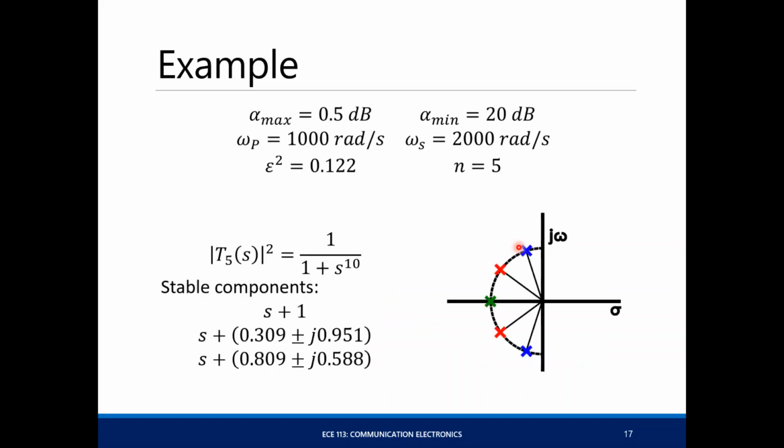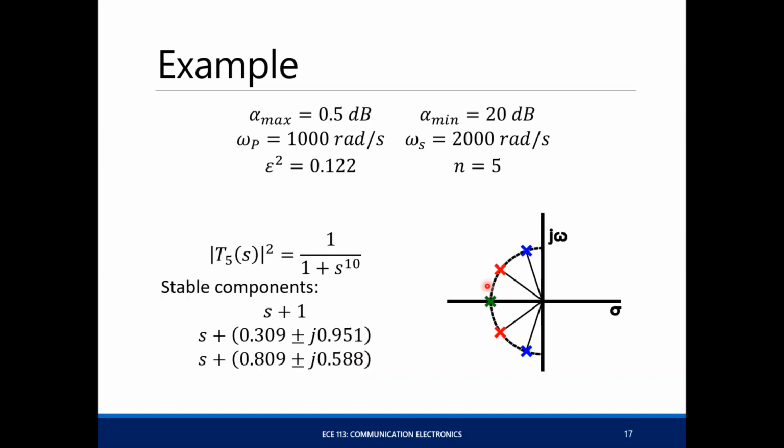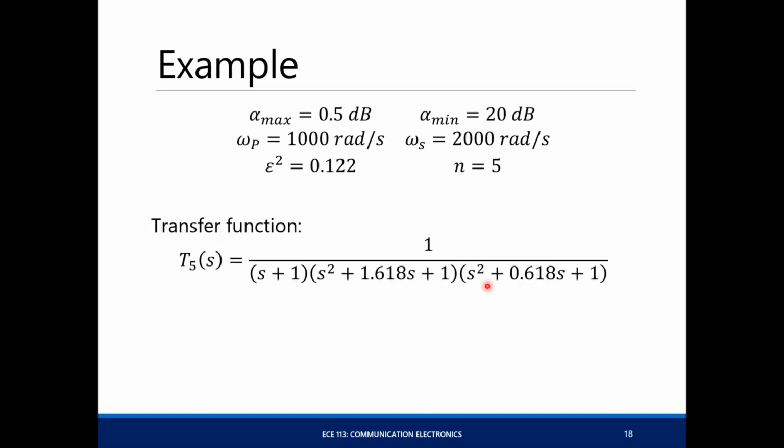So we have these statistics for the filter. That means the next step is to get the poles. The stable components of this equation are on the unit circle. We have 5 poles on the left hand side of the unit circle, equally spaced in terms of angle, and you get your stable components of your filter right here. It follows that the transfer function of the fifth order Butterworth filter is equal to this equation based on the poles right here.